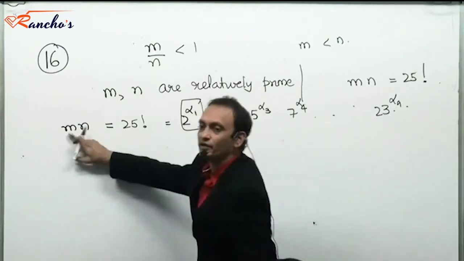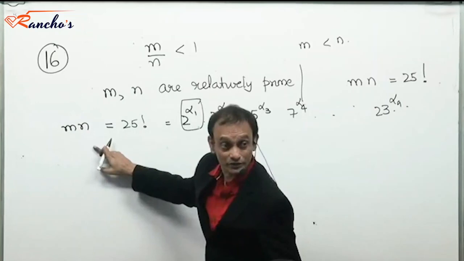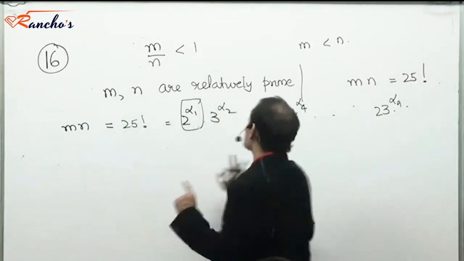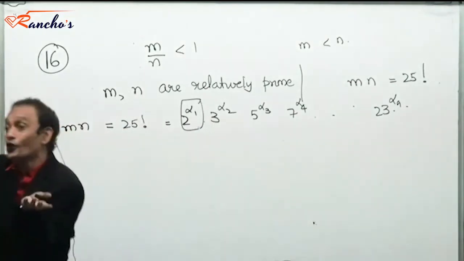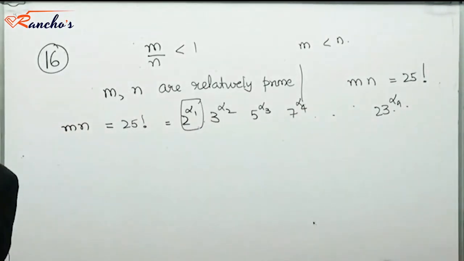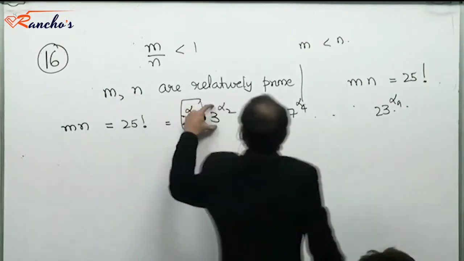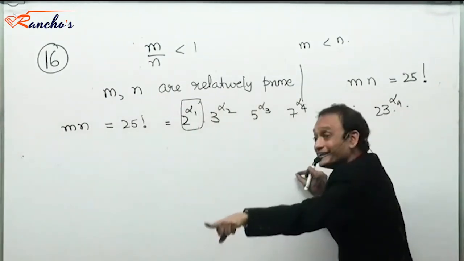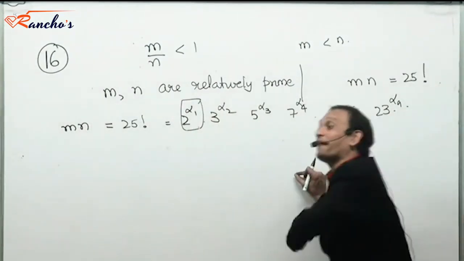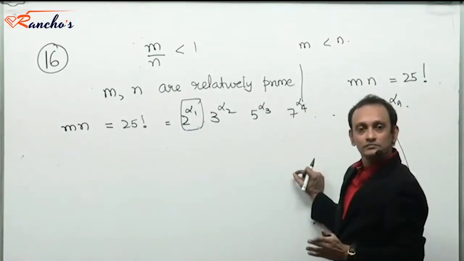Now, it's about 2 to power alpha 1. It could either be given to m or given to n, in order that I could express it as a product. M and n are relatively prime. So it's not like I could give part of 2 to power alpha 1 to m and part of 2 to power alpha 1 to n. Why can't I do that? Because m and n are relatively prime. So these numbers would go en masse to either m or to n. That will prevent m and n from having any common factor. You know what I'm saying?